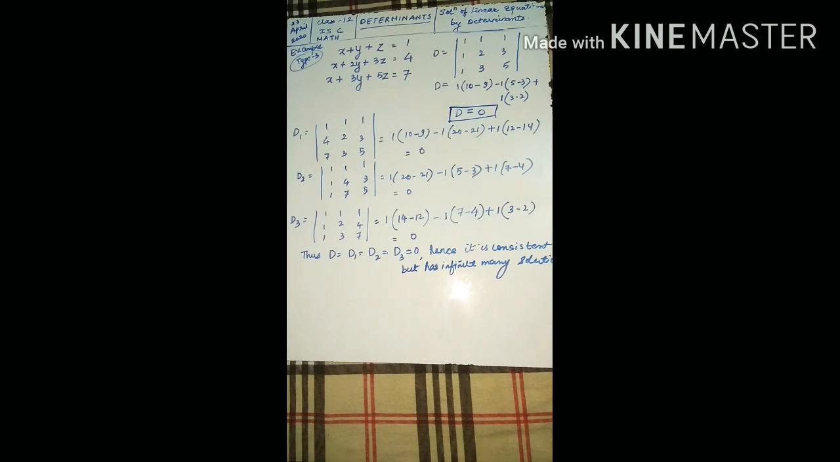No solution, what does it say? That if any of D1, D2, D3 is a non-zero value, that means 0 should not come, then it will give you a no solution case. And if D1, D2, D3 are equal to 0, then it is infinite.